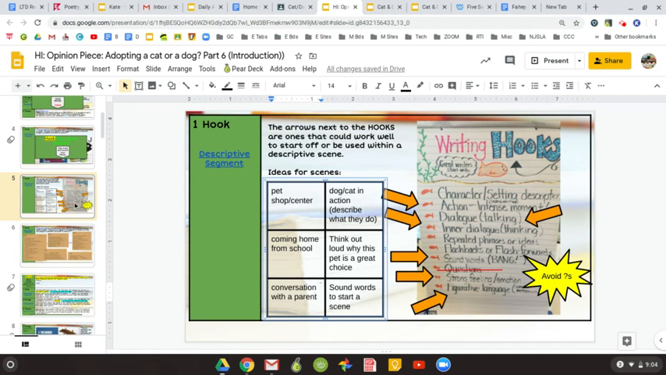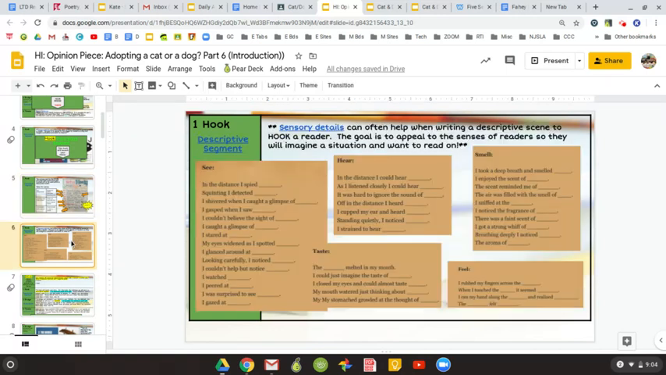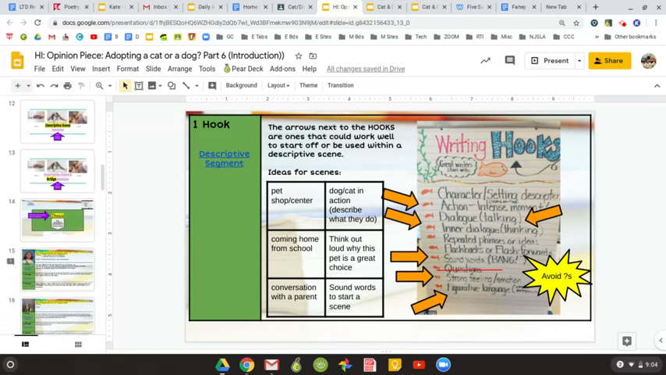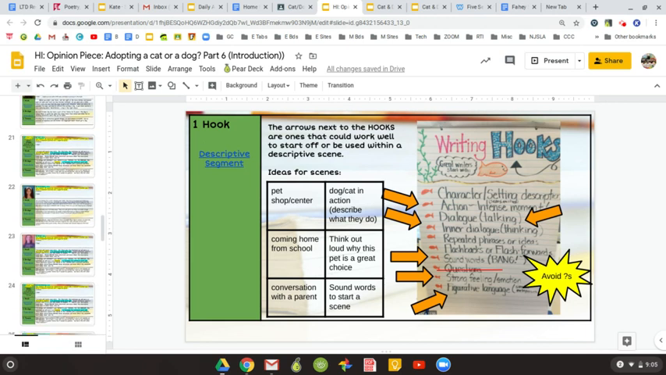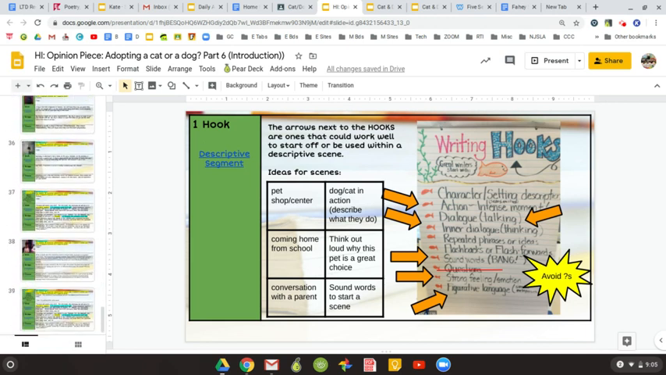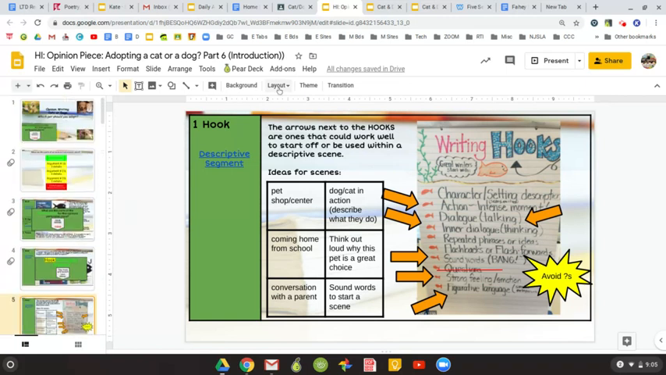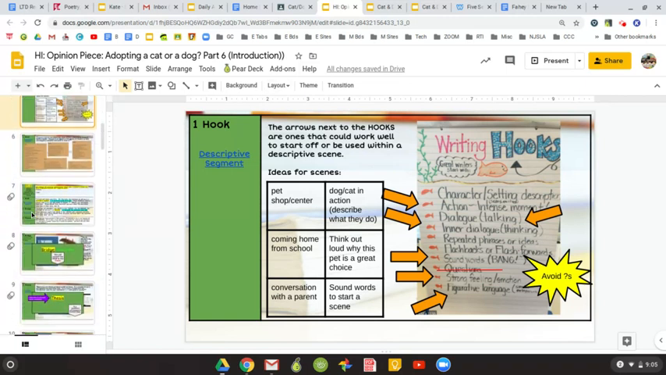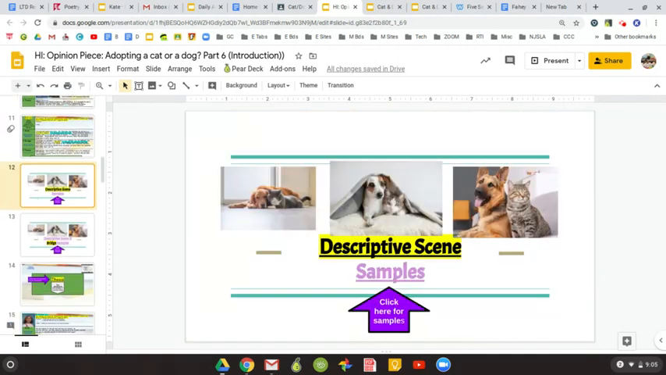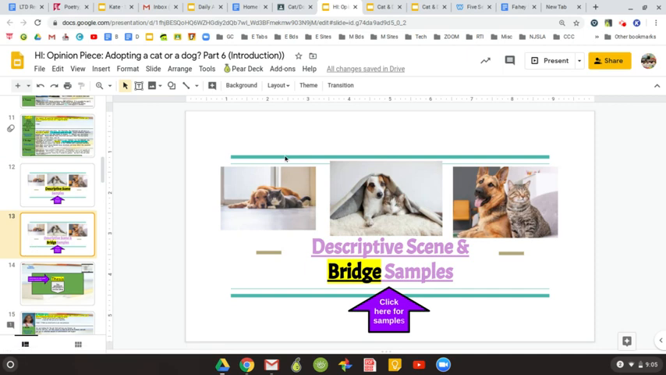So what I'd like you to do is I added these two slides. I want you to kind of take a look at some of the sentence starters that might help you. And you can change the words as needed to fit what you need. But I want you to kind of zoom through to see how you did on your work yesterday, or if you haven't started it yet, this will give you a springboard to write a correct descriptive scene. There are samples right here that you can take a look at. And there are also samples here of what a bridge sentence would be.